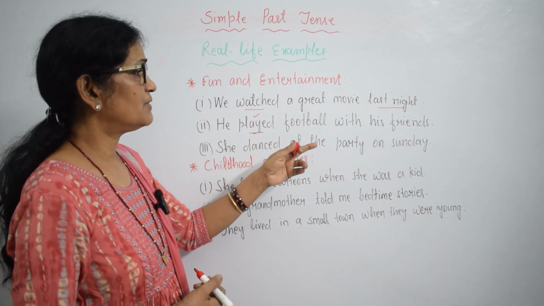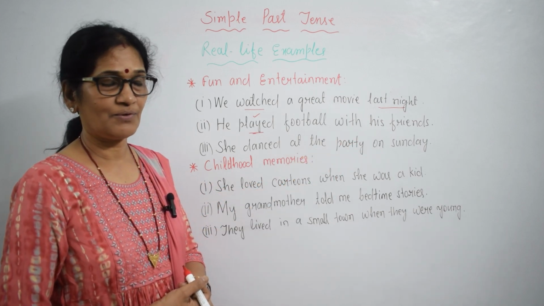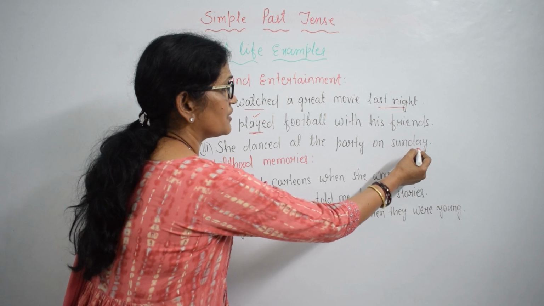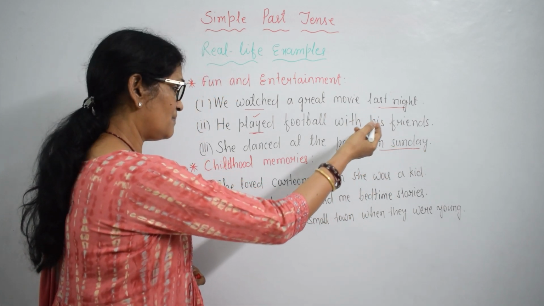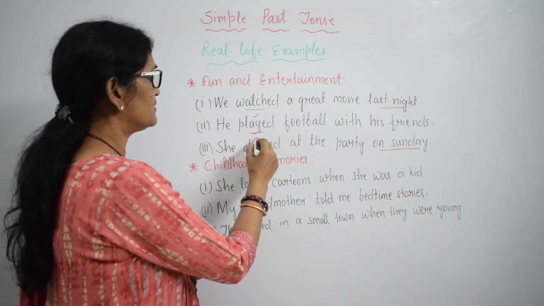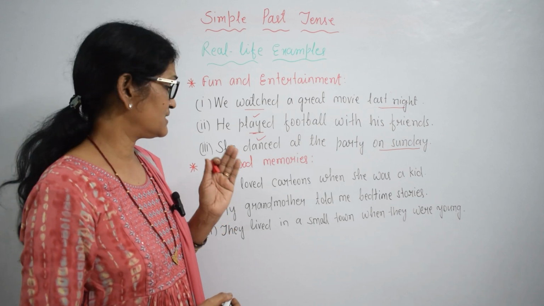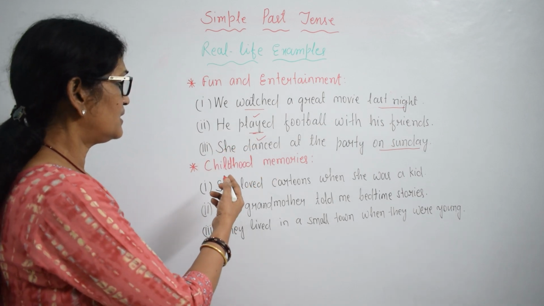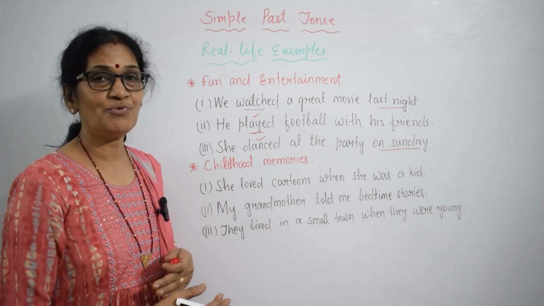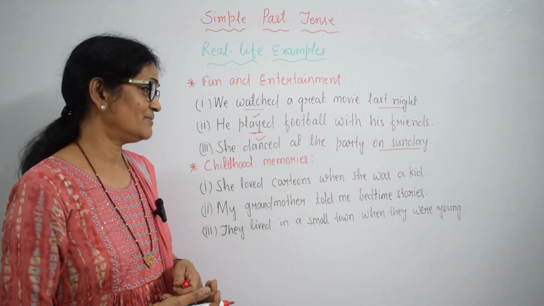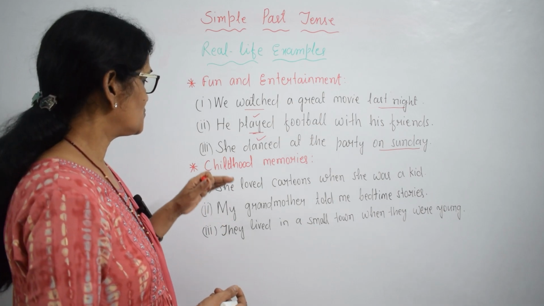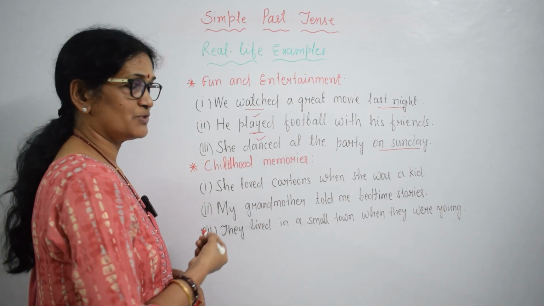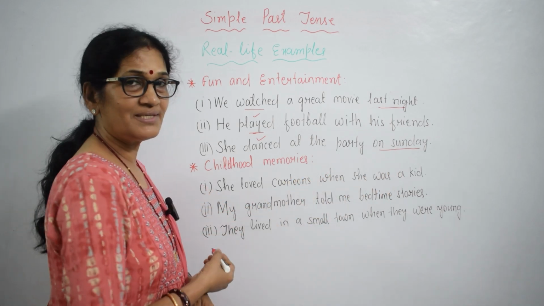He played football with his friends. She danced at the party on Sunday. Okay, for entertainment, something happened on Sunday. The time marker shows it happened in the past, so that will be in the simple past. She danced. For childhood memories, if you want to express anything in the past, that must be in the simple past. She loved cartoons when she was a kid.